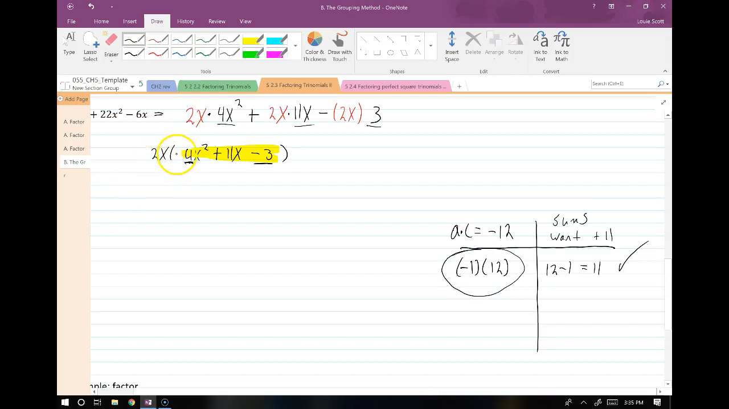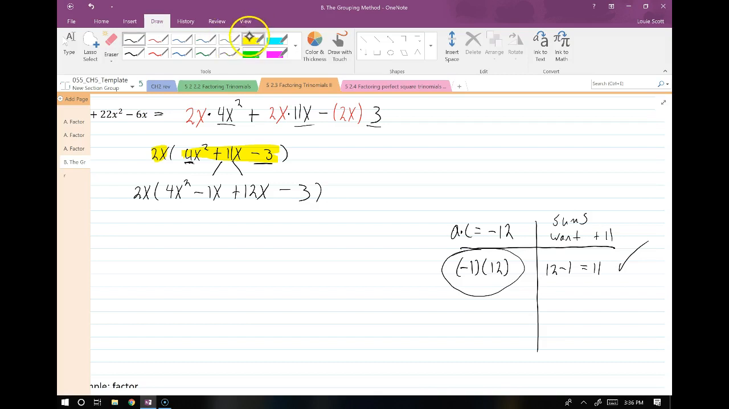So this 2x out front that we factored out, we don't touch this anymore. It's done. We don't forget about it. We keep writing it out front, but it doesn't matter with the rest of the problem. So the 2x drops straight down. The 4x squared drops straight down. And this is the key. The positive 11 splits up into our two factors. So I have negative 1x, and then I have plus 12x. And then the minus 3 drops straight down. If you're wondering if it matters which order those factors come in, whether I could have written plus 12 first, yeah, it doesn't matter. You can write them either way and it'll still work out.